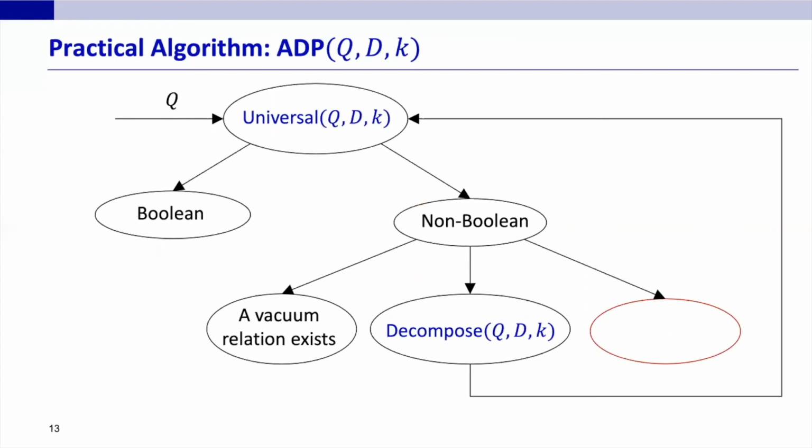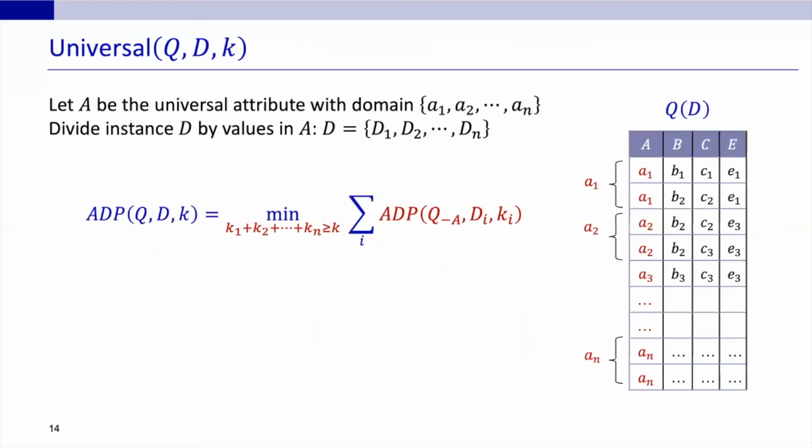Our practical algorithm follows the same framework as the decision procedure, with two dynamic programming steps and one heuristic. Let me give some high-level ideas. Assume attribute A is a universal attribute. We can divide the input tuples into groups by their values on A. The query results are also divided by attribute A. Then we reduce the original problem into a set of subproblems on the residual query, each with one group of input tuples and a parameter k_i. The only constraint is that the sum of the query results removed by all groups is at least k. The target is to minimize the sum of input tuples removed from each group.